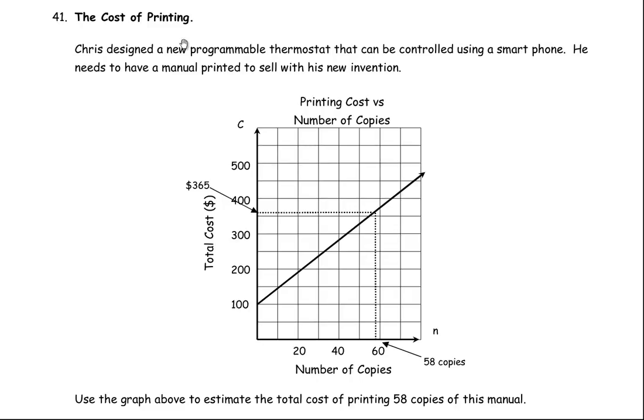Question number 41 for Linear Relations EQAO Practice Questions for Grade 9 Applied. And 41 is entitled The Cost of Printing. Chris designed a new programmable thermostat that can be controlled using a smartphone. He needs to have a manual printed to sell with his new invention.